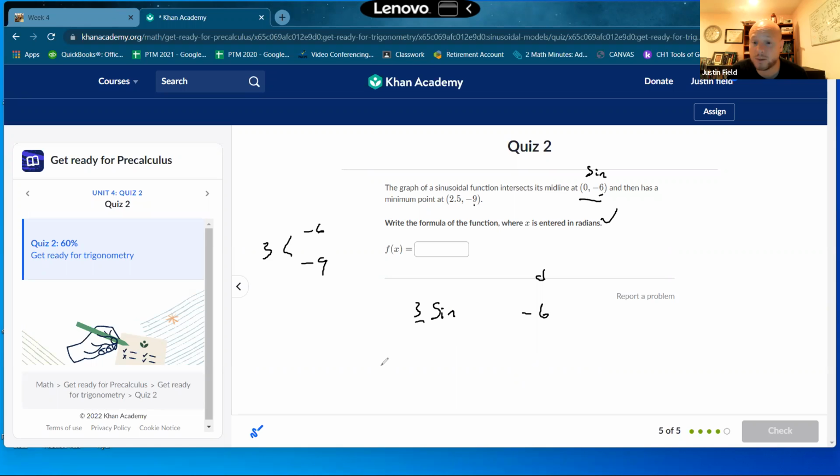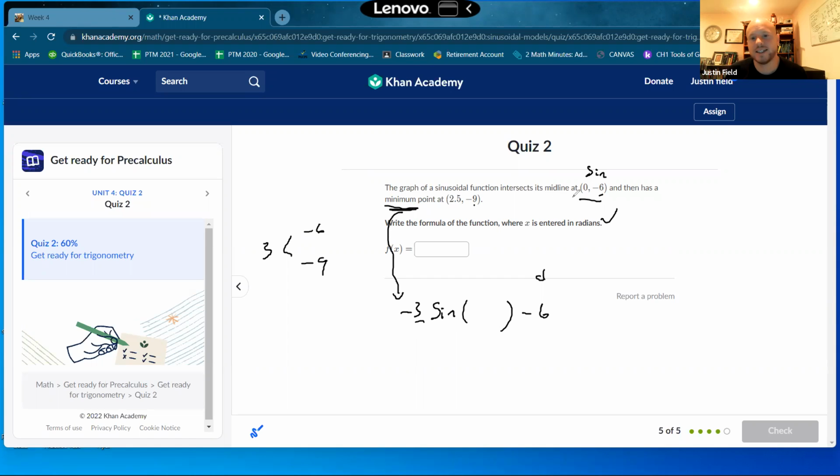It has a minimum point. Sine usually has a maximum point from midline. So it must be -3 because of the minimum. Okay, and now we just need to figure out the inside. But guess what? Since the midline is at the y-intercept, there's no horizontal shift. There's only the period, which gives us the b value.